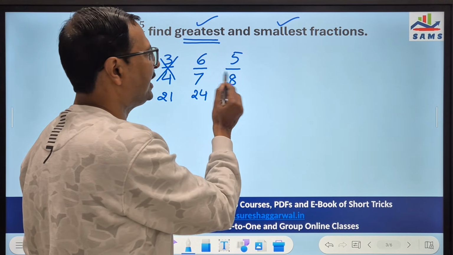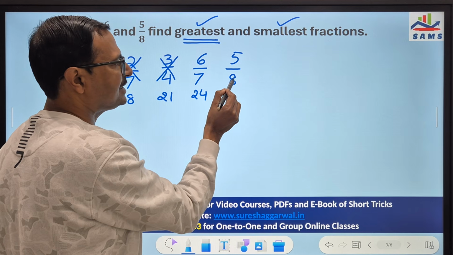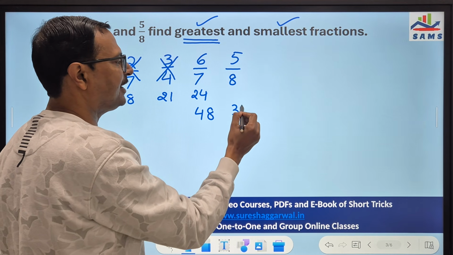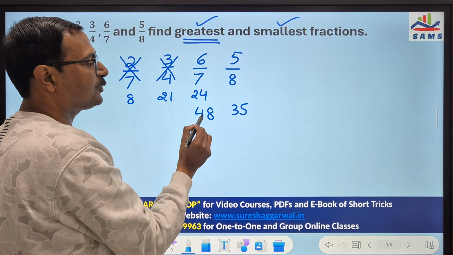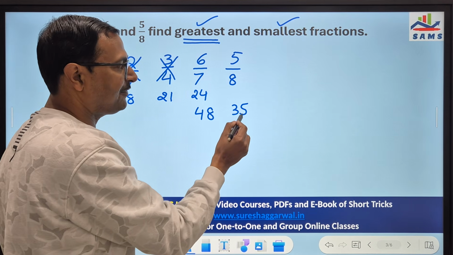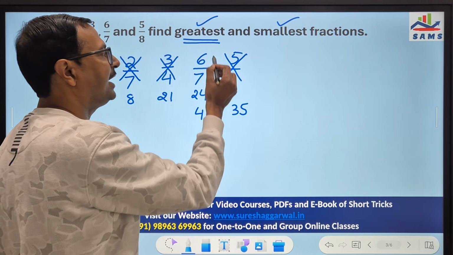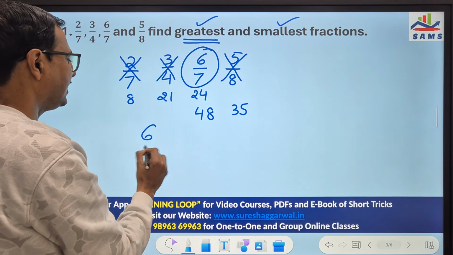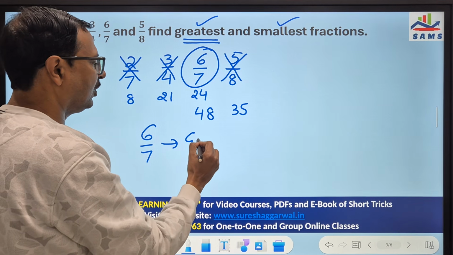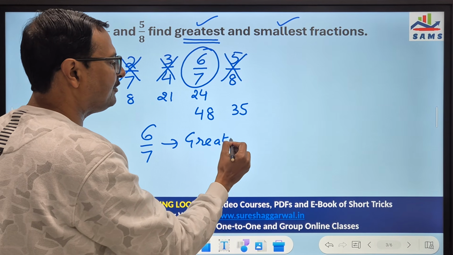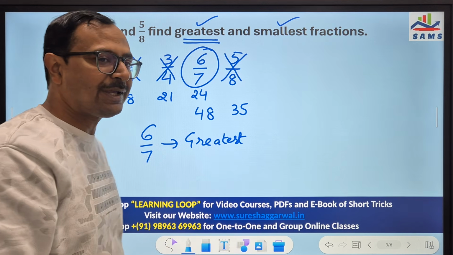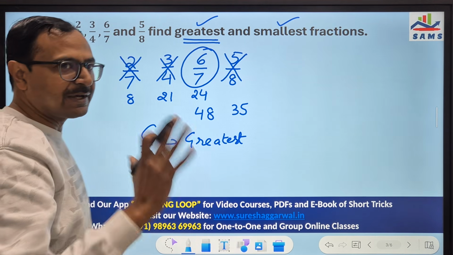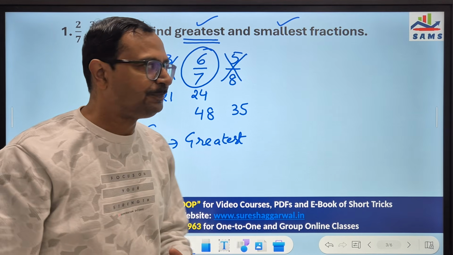And now I have to compare these two. 6 times 8 is 48 and 5 times 7 is 35. I want to find the greatest, so 48 is greater and 35 is smaller, so this is eliminated, and I have the greatest. 6 by 7 is the greatest of all of them. See how quickly we can do that without actually taking the LCM. We are finding a particular fraction which is the greatest one among all of them.